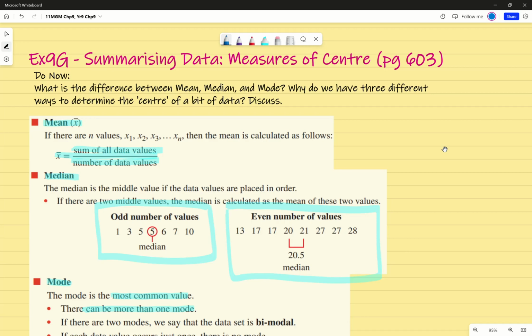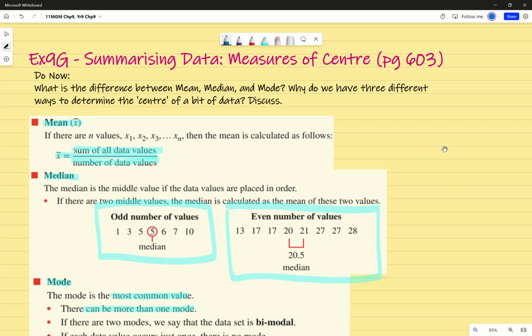This is the introduction to exercise 9G on summarizing data: measures of center. We focus on the idea that there are three different ways to measure the middle bit of data. So our mean, our median, and our mode. Okay? So a mean is our average, and the formula is to add up all those values and divide it by however many values there are.